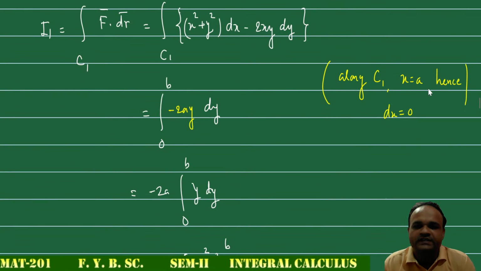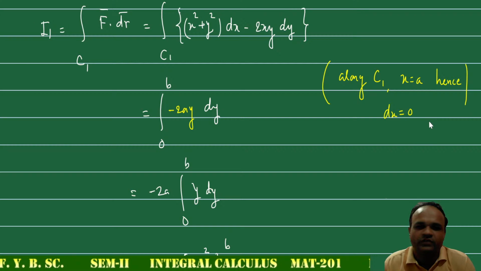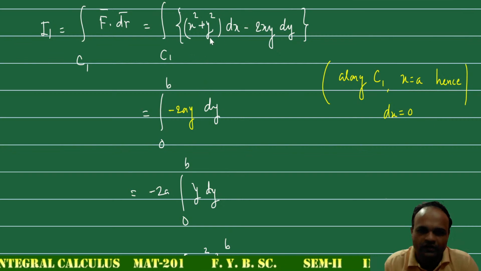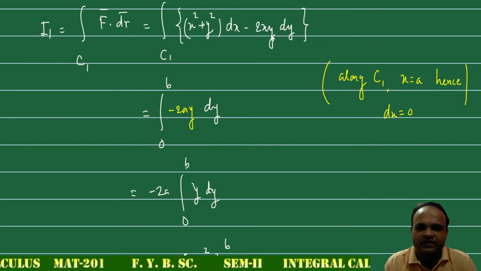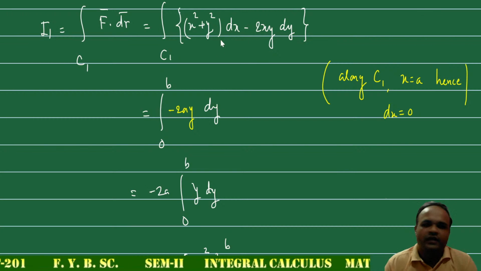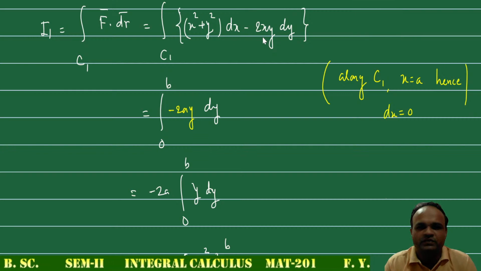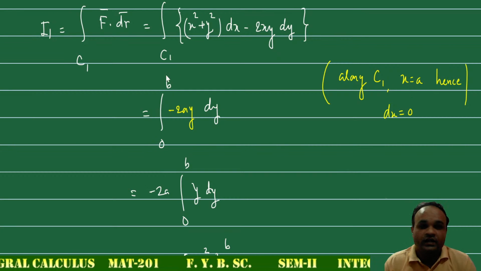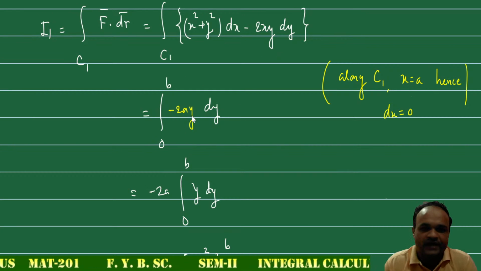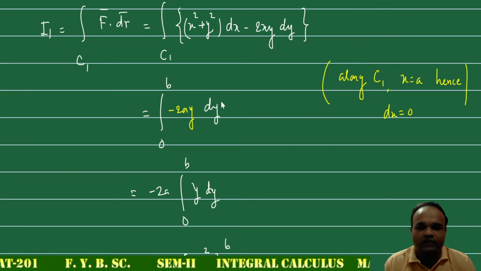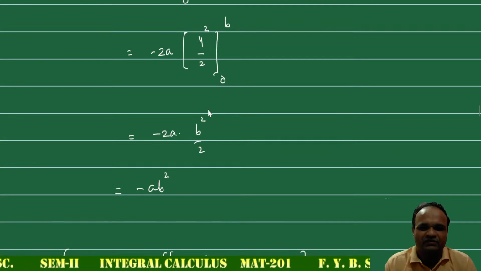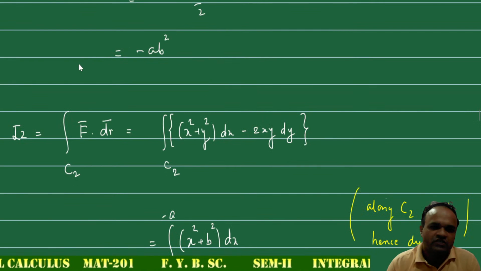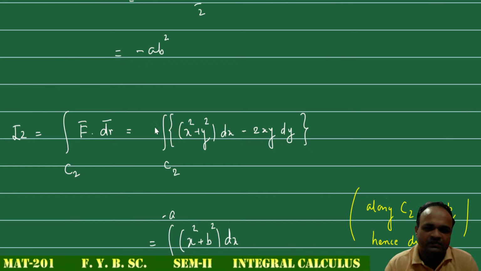So x is a, which is constant, therefore dx will be 0, and y varies from 0 to b. This integral is of (x square plus y square) dx minus 2xy dy, and here dx is 0, therefore this term will be 0, and we put x equal to a along C1. So this integral will be the integral of minus 2ay dy, or you can take minus 2a outside, and the integral of y is y square by 2. After putting limits, it will be b square by 2. After simplification, you will get the value of I1 as minus ab square.